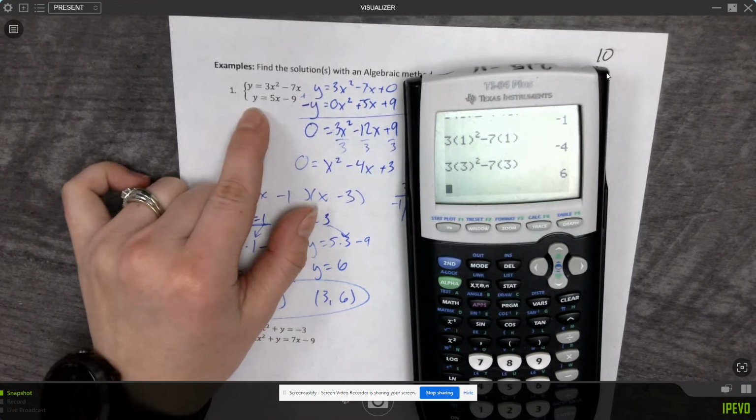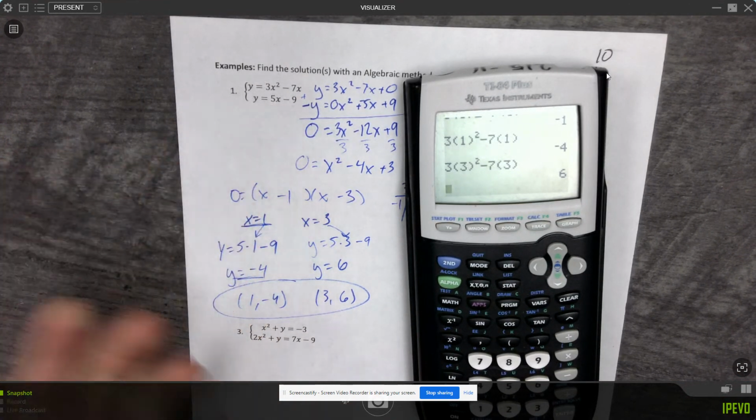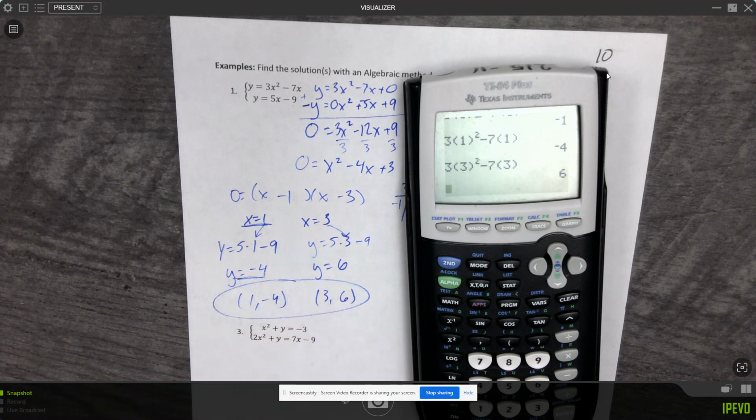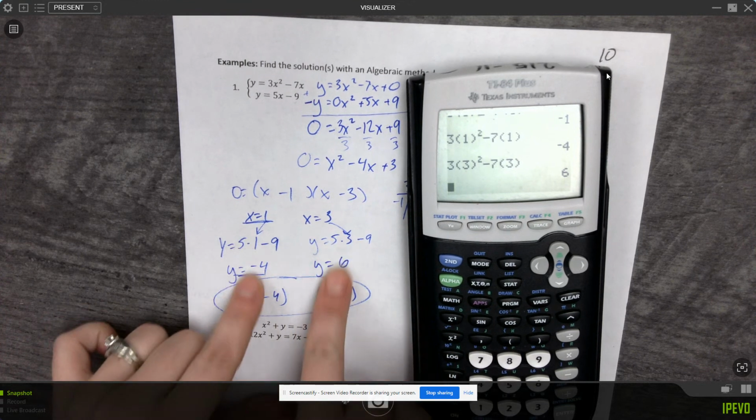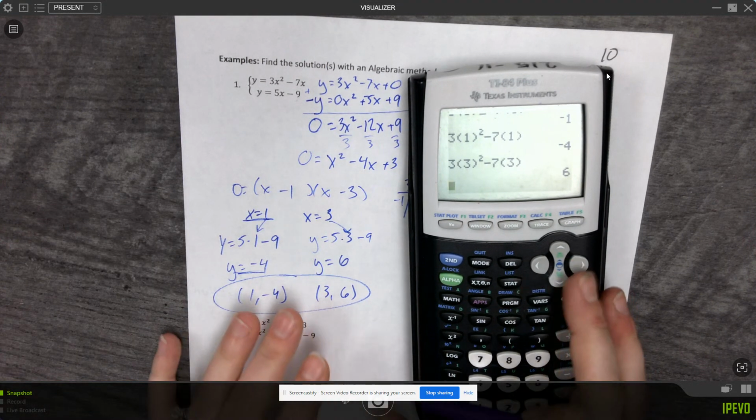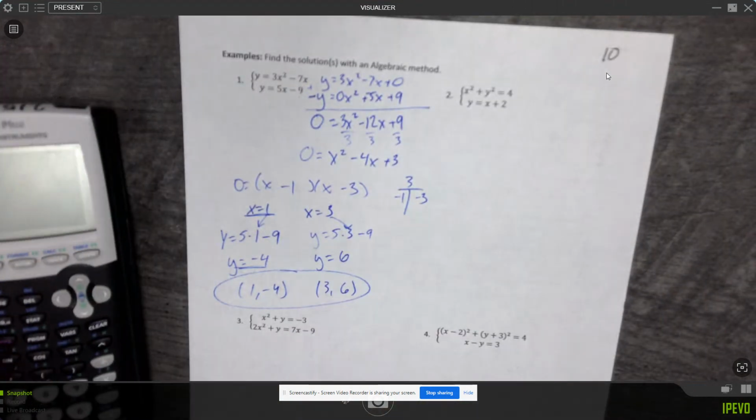But you also need to check that here. So 5 times 1, which I did that here, but 5 times 1 minus 9, you get negative 4. 5 times 3 minus 9, you get 6. I already did that part when I did this. So really, I only needed to check the top one. But that's how you can check to make sure you're correct.